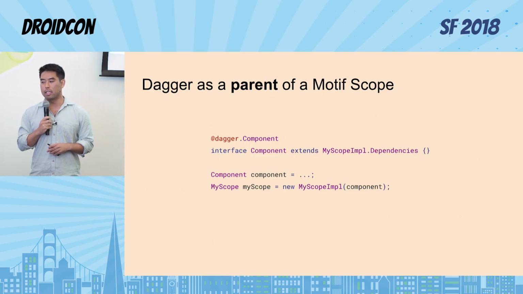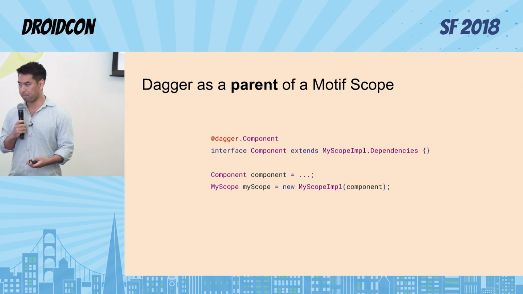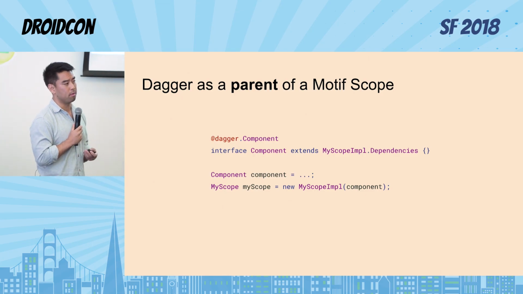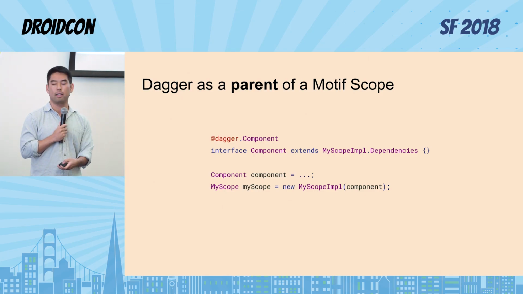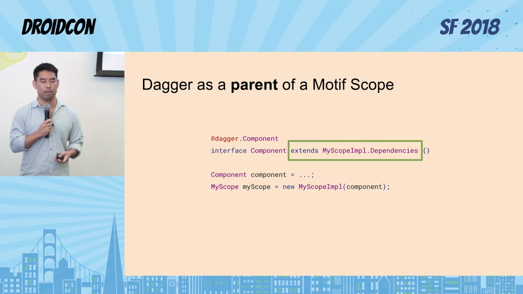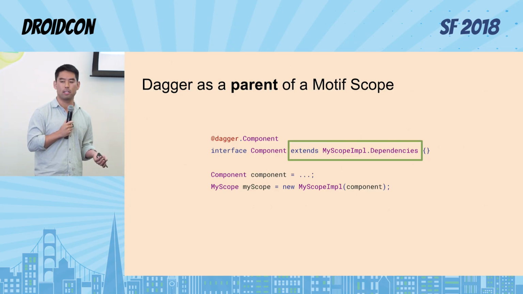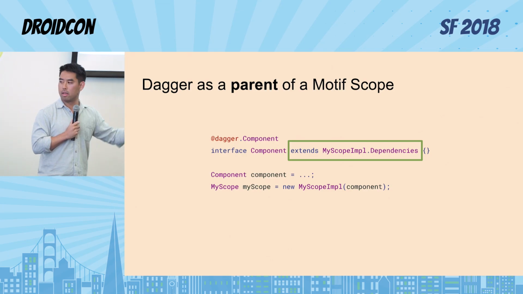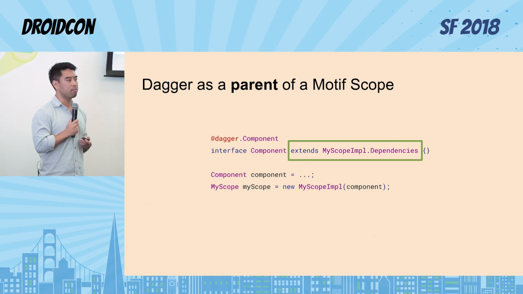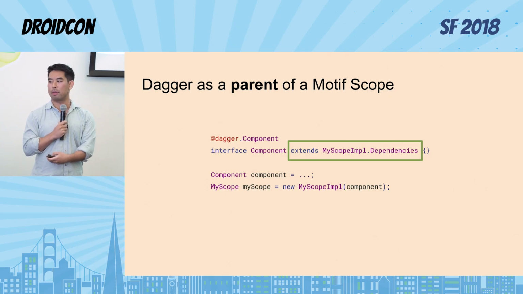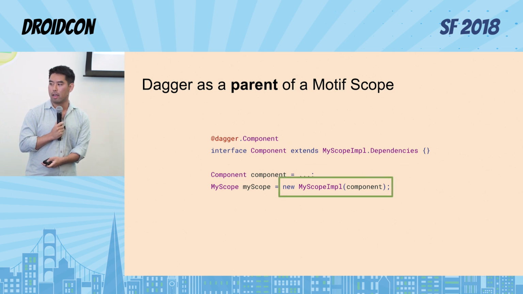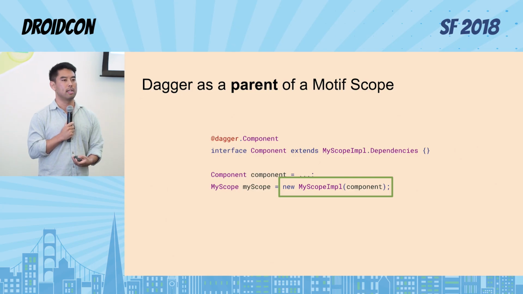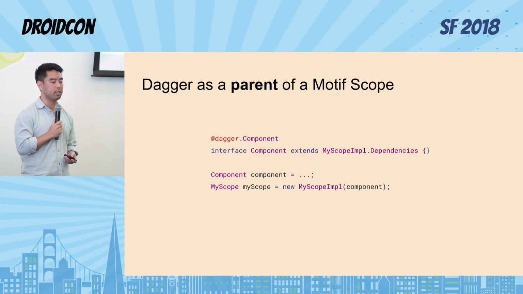So the second scenario is Dagger as a parent of Motif scope, and this is almost just as simple. We said that Motif generates an implementation of the scope interface that you define, and along with that code-generated implementation, it generates this dependencies interface, and this lists out all of the dependencies that are required from the scope's parent. So now what we can do is have the component directly satisfy all those dependencies by extending this dependencies interface, and when we new up the scope, we can just pass in an instance of the component as the dependencies, and now we've set up Dagger as a parent of Motif scope.